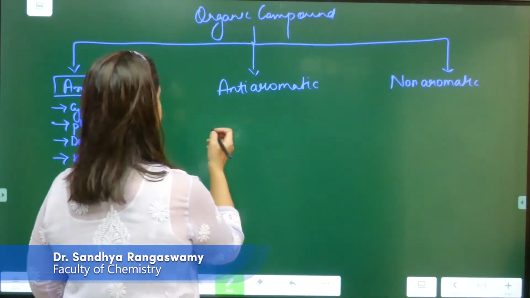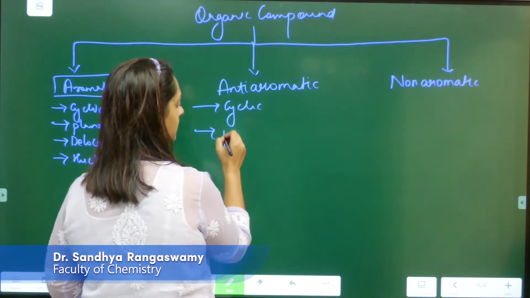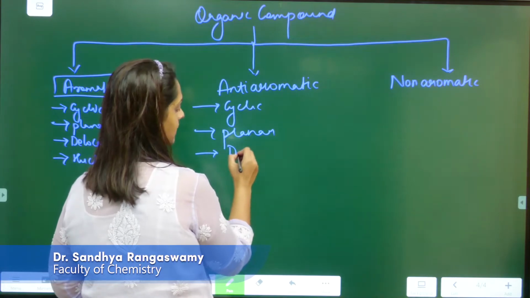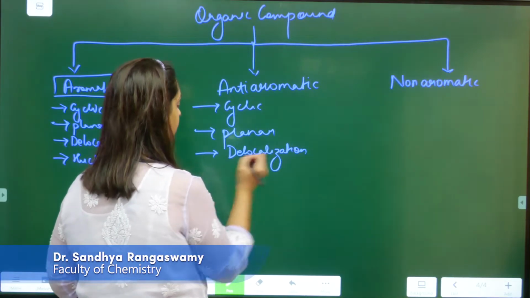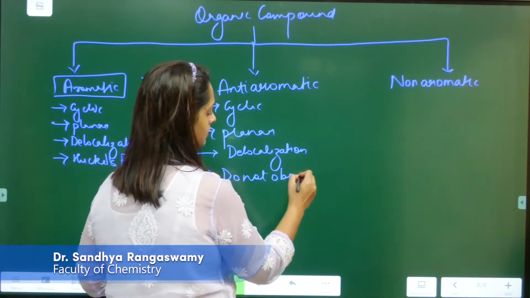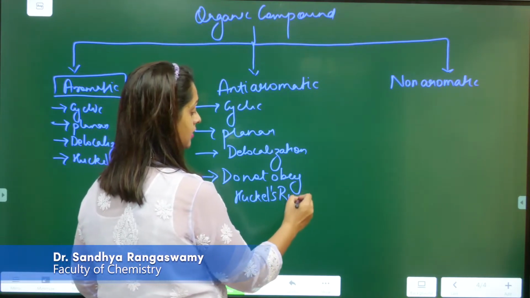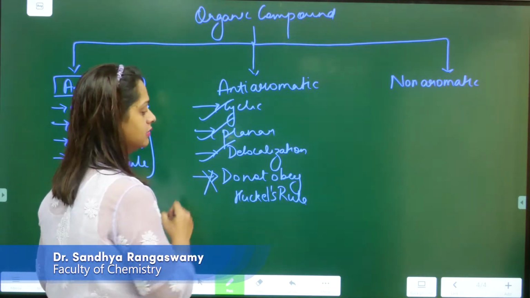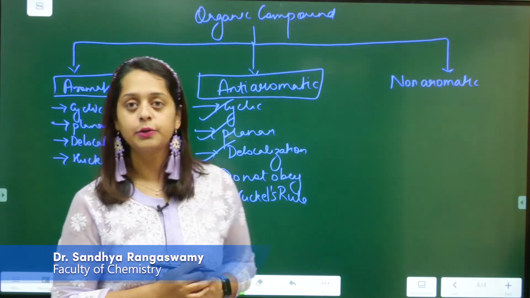Perfect. Anti-aromatic, the first three rules are followed. It is cyclic, it is a planar molecule, and it has delocalization as well. But where does it deviate? It does not obey Huckel's rule. So the first three rules are followed and Huckel's rule is not followed. That class of compound is referred to by the name anti-aromatic.